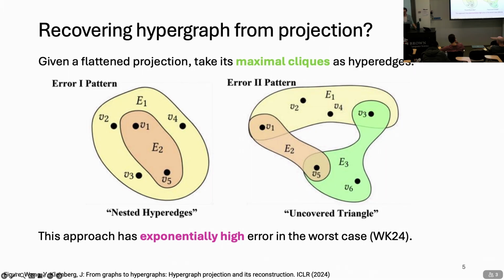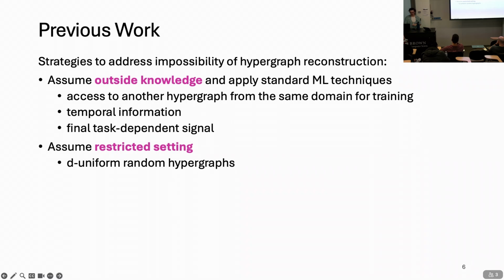Anyways, the core of this result is saying that not only is there information lost by just looking at the projection, there's a lot of information lost. There are a lot of graphs which have the same projection, especially when you look at the flattened projection. So it's very hard to say that any particular strategy is going to pick the right one with high probability. Okay, so given this impossibility result, previous work has mostly taken 2 approaches.